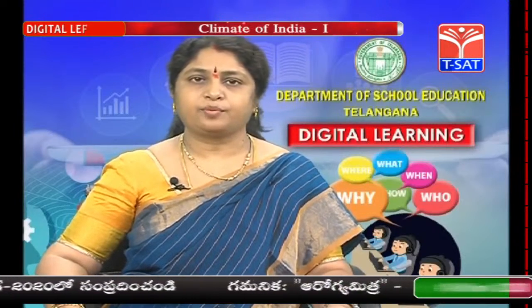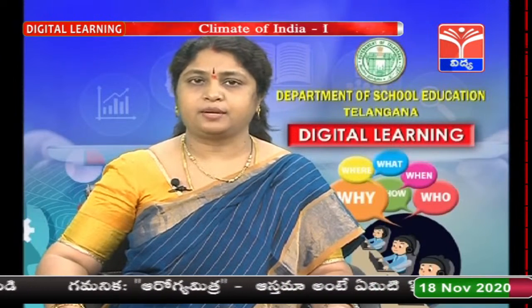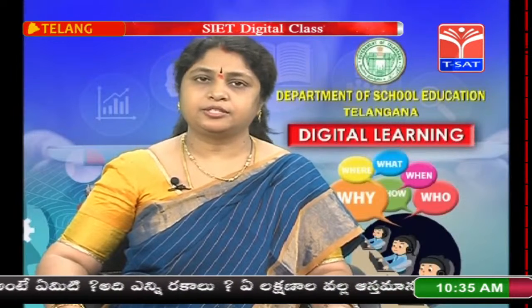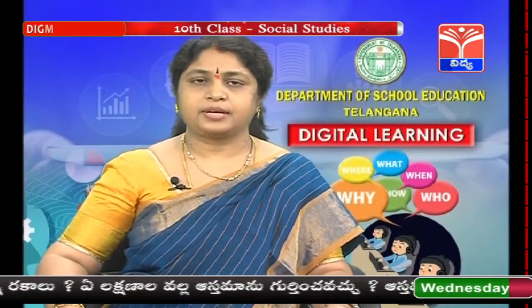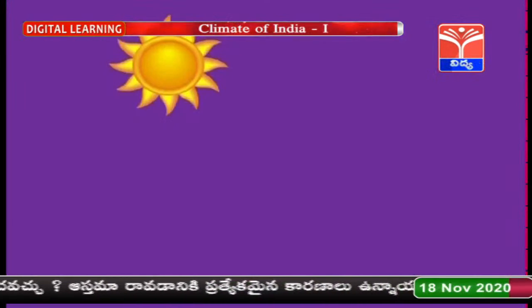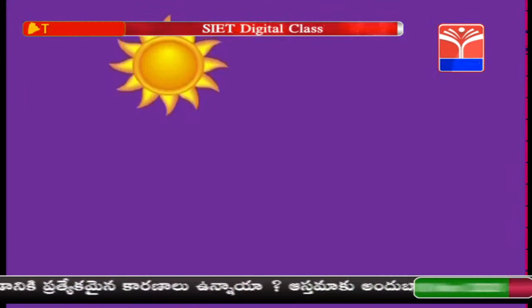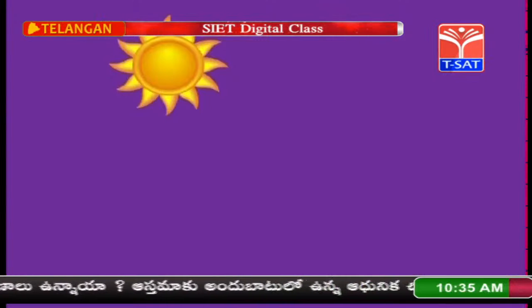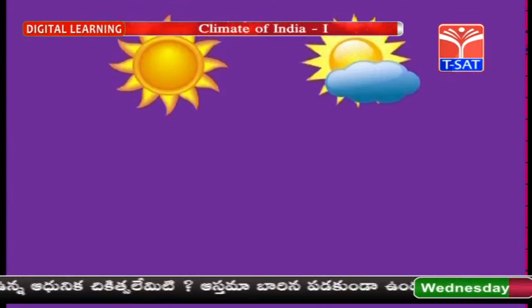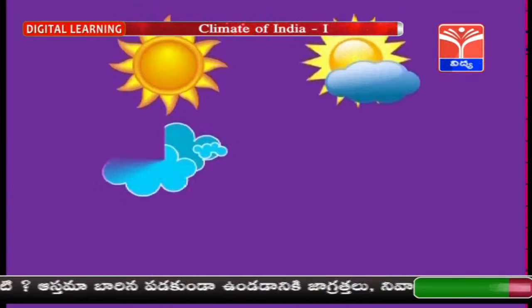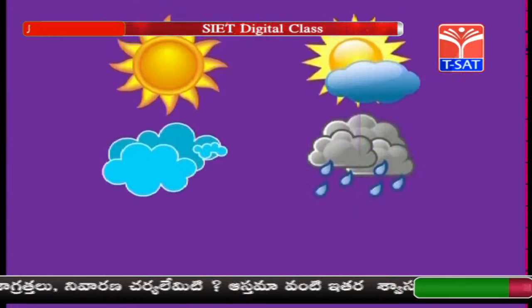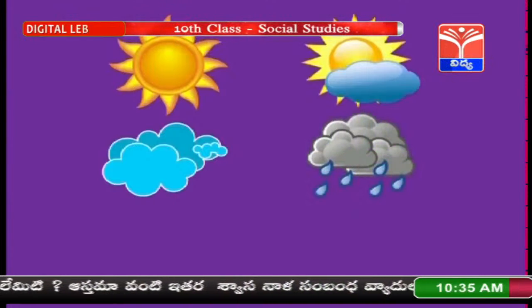So, if the state of atmospheric condition of these elements prevails for a short period of time, it is known as weather. For example, if it is hot outside, then what do we say? We say it's a sunny day or the weather is hot. In some areas, we find partly sunny. In some places, there may be clouds. In some places, there may be clouds filled with rain.